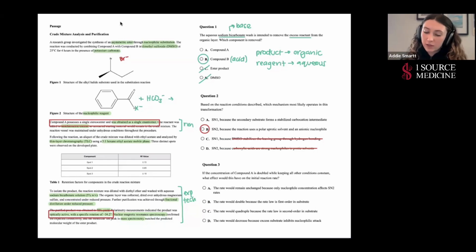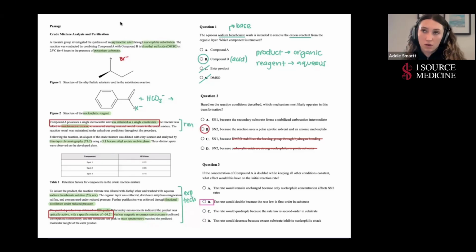With question 3, if the concentration of compound A is doubled while keeping all other conditions constant, what effect would this have on the initial reaction rate? So compound A, right, is our electrophile in this reaction. And this kind of requires the knowledge that we have from question 2, right? Is this SN1 or is this SN2? Technically, in either reaction, doubling the amount of the electrophile, in both cases, it's first order with respect to that reagent in either SN1 or SN2. So our answer choice B here is correct because we are first order with respect to that substrate.